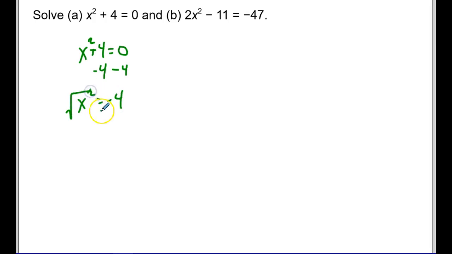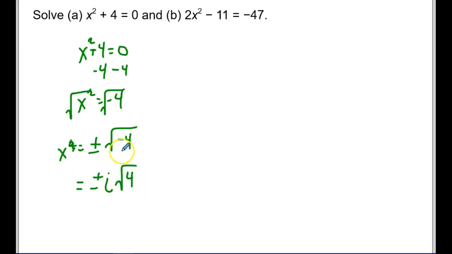Now let's take the square root, and when I take the square root, I have plus and minus the square root of negative 4. Well, here I have a negative, so I'm going to, oops, that's not squared anymore, equals plus or minus i times the square root of 4. So I pull out that negative with my i. Well, I know what the square root of 4 is, so my final answer would be plus or minus 2i, because 2 is the square root of 4. So now let's look at part B.